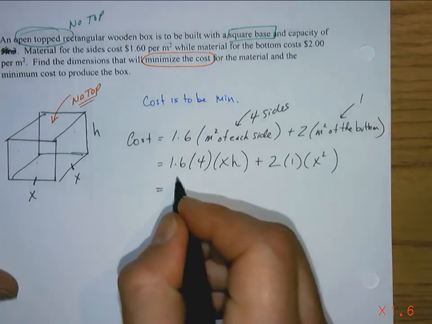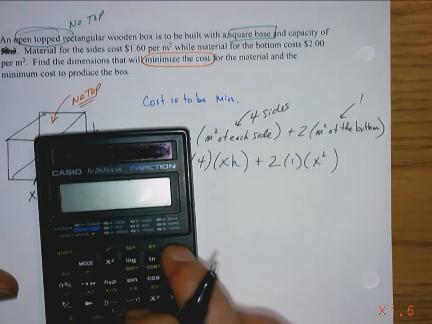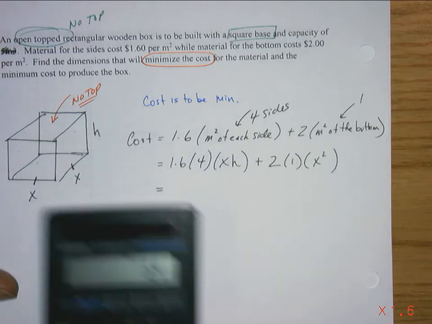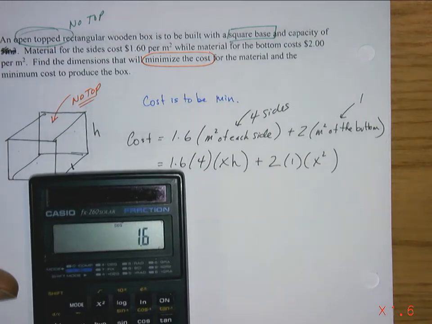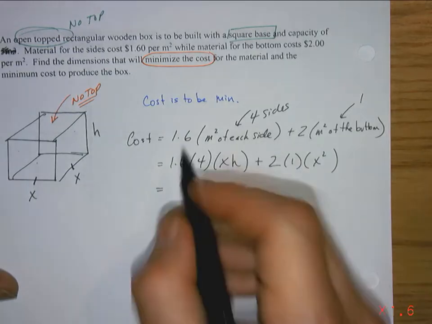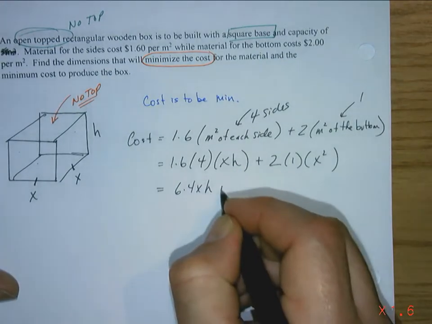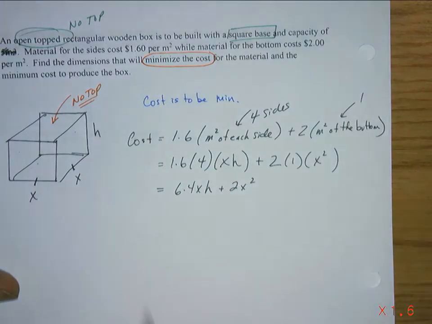So 1.6 times 4. I think that's 3.2. 4 times 1.6. Oh, I was really wrong. 1.6 times 4, it's actually 6.4. And this is going to be plus 2x squared. Now this is pretty good.